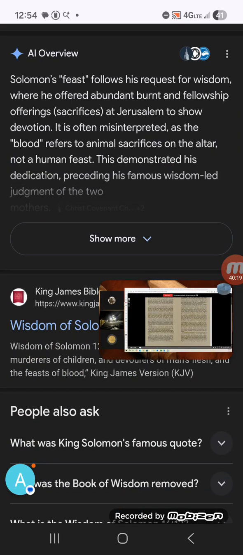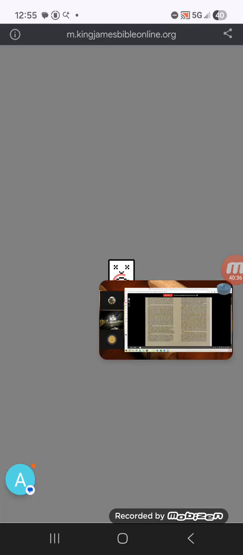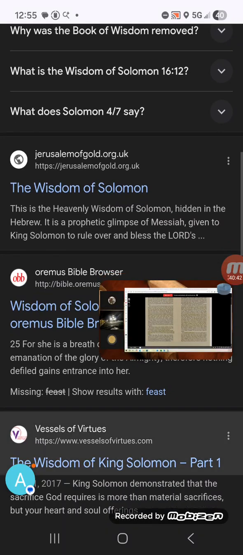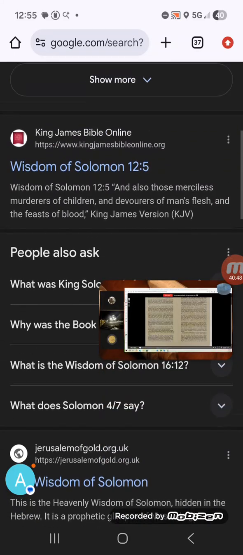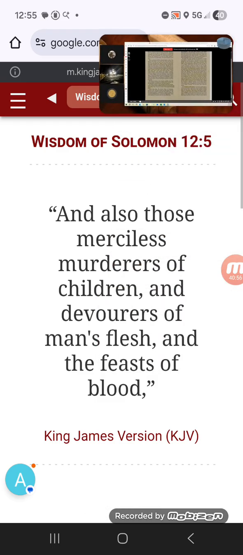Yeah, because all these celebrities and actors and artists made an alignment with the left hand. Made a covenant with the left hand. They sold their soul basically. Wow, if I can get it to pull up. Here it goes, Salakia. Wisdom of Solomon 12:5: And also those merciless murderers of children and devourers of man's flesh and feast of blood.